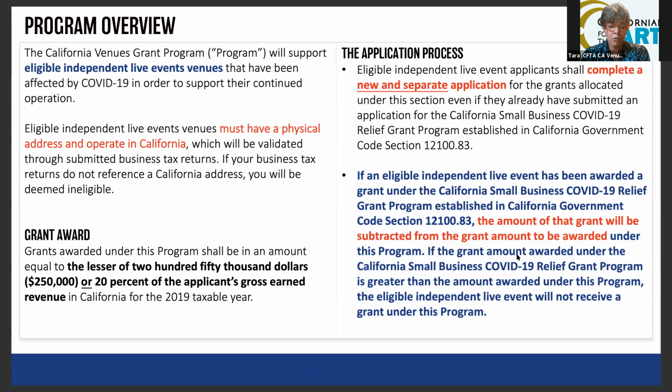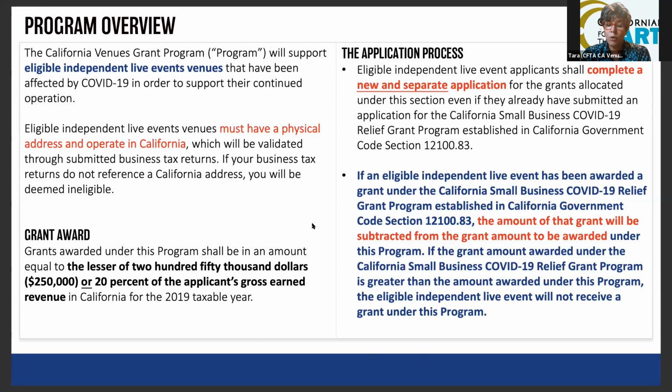That the grant award can be the lesser of $250,000 or 20% of the applicant's gross earned revenue for the 2019 taxable year. That you must complete a new and separate application.